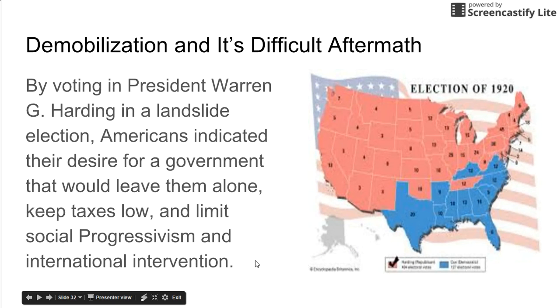By voting in President Warren G. Harding in a landslide election, Americans indicated their desire for a government that would leave them alone, keep taxes low, and limit social progressivism and international intervention. And this map shows Harding's victory in 1920.